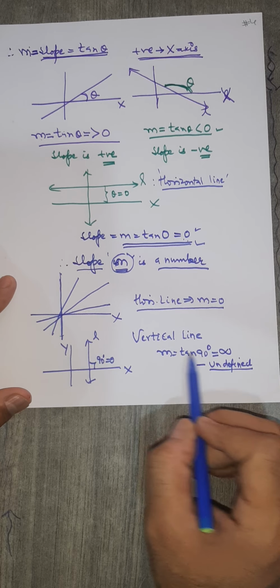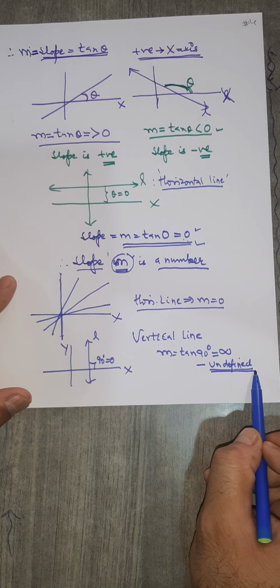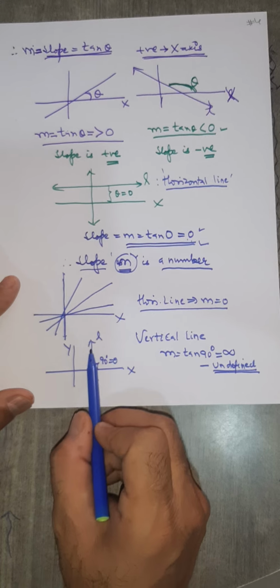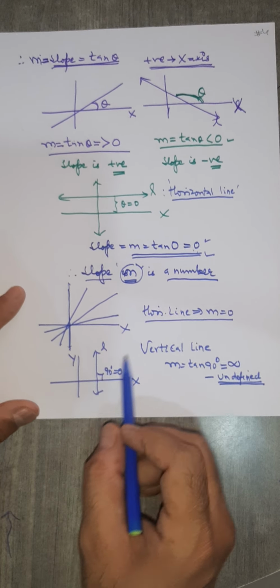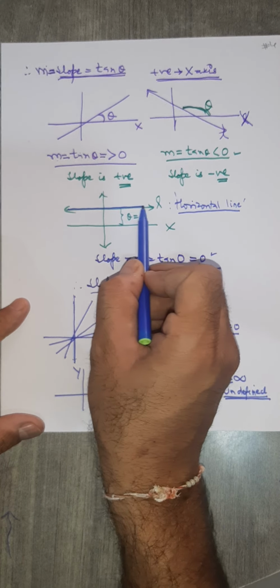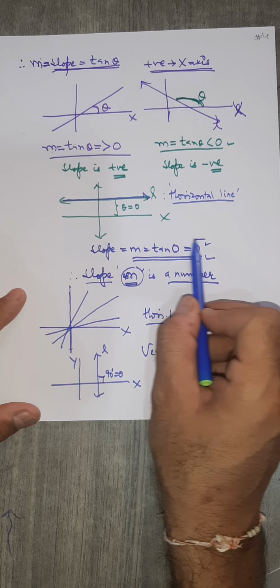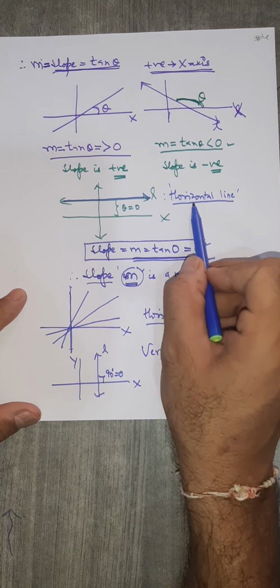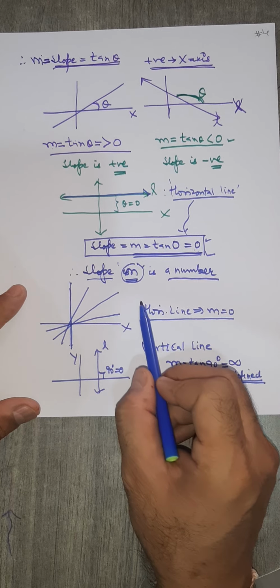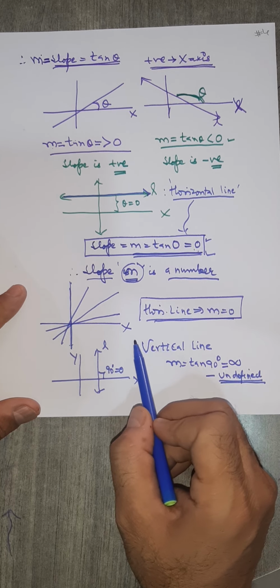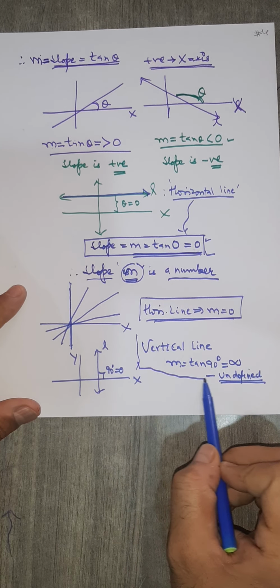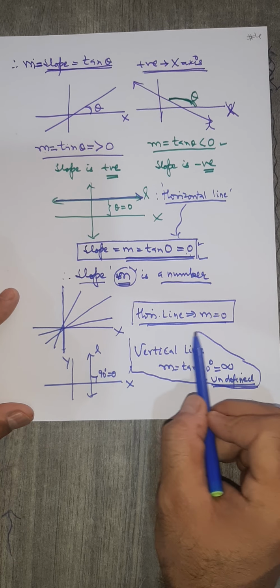So what's the slope of a vertical line? Undefined, very large. You see, the rising is very large. Here there is no rising, so the slope is 0 for this one. For a horizontal line, the slope is 0. But what about a vertical line? The slope is undefined. It's very large.